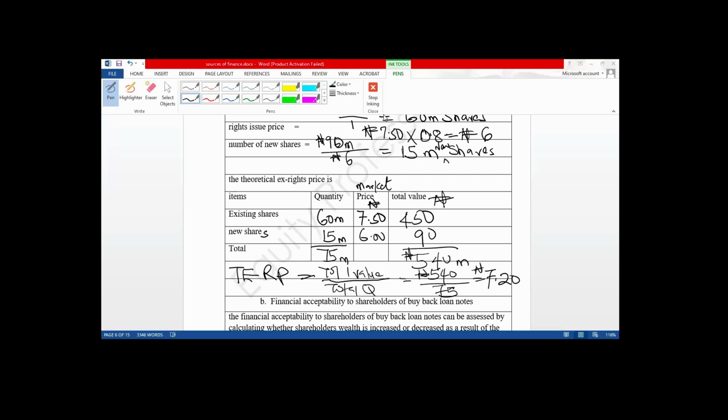Balance sheet is maintained as book value. Regardless of whatever happened in the market, your statement of financial position will be maintained at the nominal value. Is that clear, please? Yes, sir.